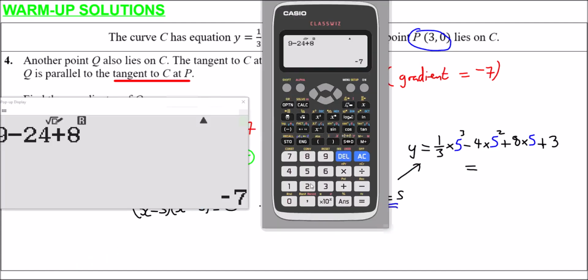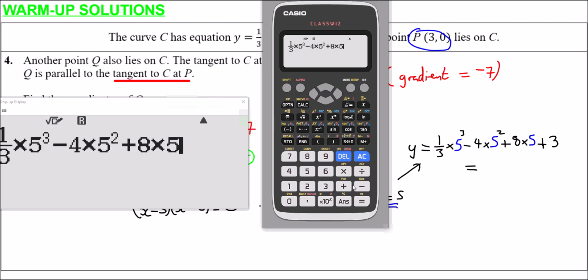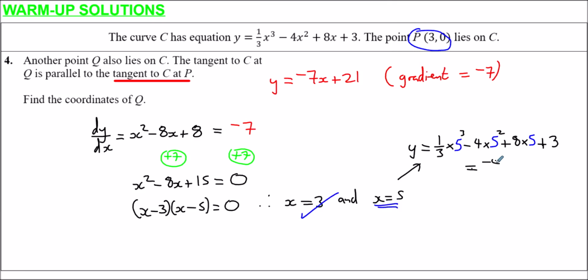So if we substitute in here, we've got 1/3 multiplied by 5 cubed, minus 4 multiplied by 5 squared, plus 8 times 5, plus 3. That gives us minus 46 over 3. So the coordinates are x is 5 and y is minus 46 over 3. In other words, Q is when x is 5 and y is minus 46 over 3.